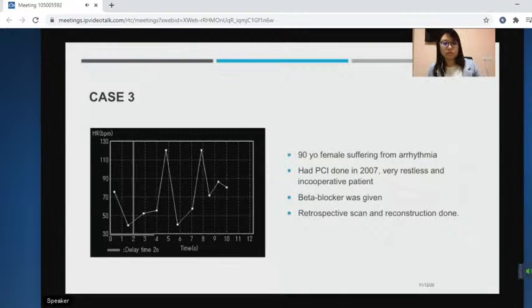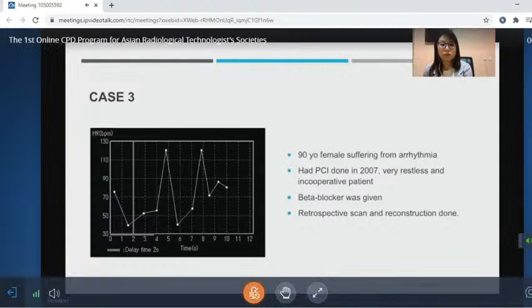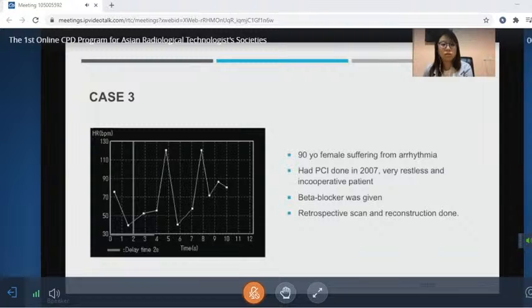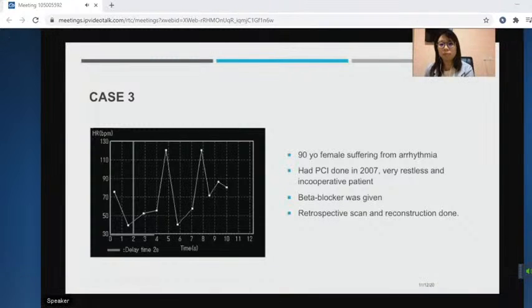Case number 3. This is a 90-year-old female who suffers from arrhythmia. You can see from the ECG that we have done in our auto breathing test, the highest goes to 120, but the lowest goes to 30 BPM. She had PCI done in 2007. She is a very restless and uncooperative patient.